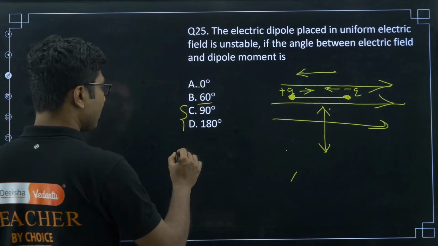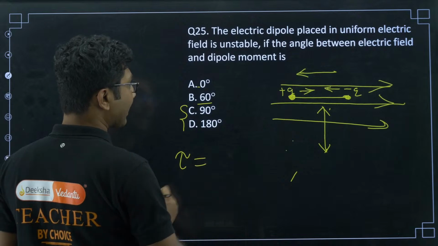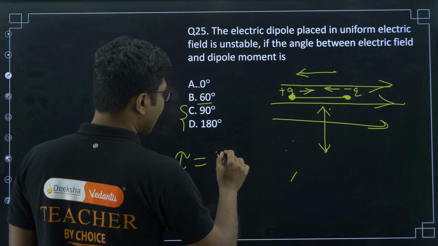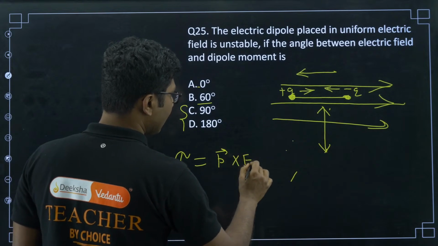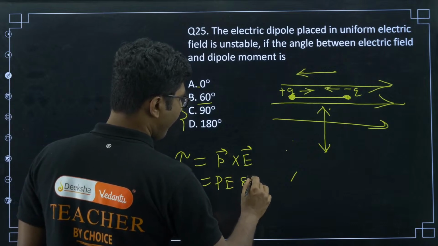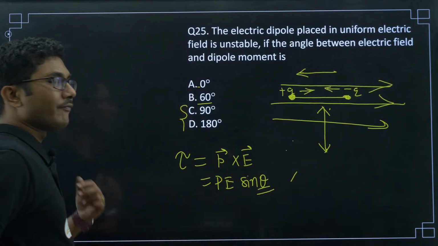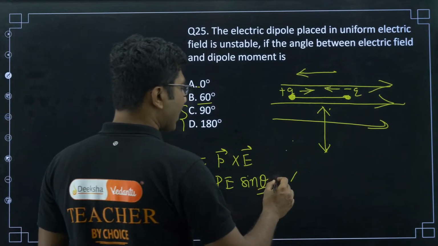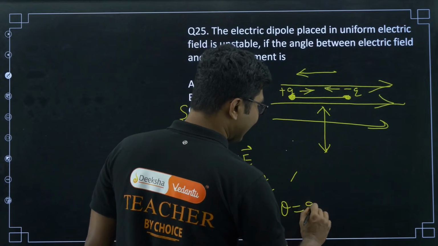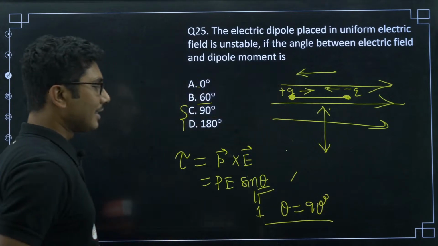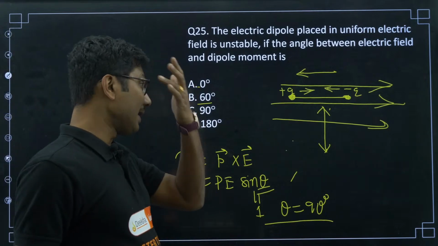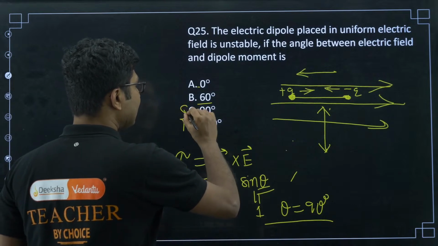Why at the 90 degree position? Because the torque acting on a dipole in a uniform electric field is the dipole moment cross the electric field, that is P E sin theta. What is the maximum value of sin theta? It is 1, so theta equals 90 degrees. At 90 degrees the torque becomes maximum. That is why we say it is most unstable when theta is 90 degrees.